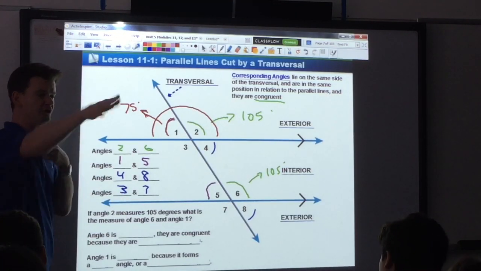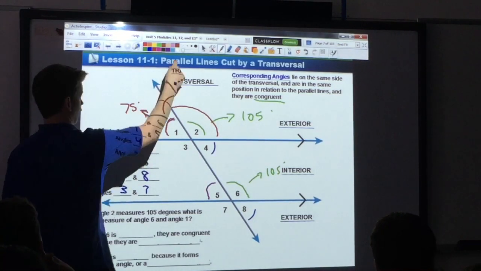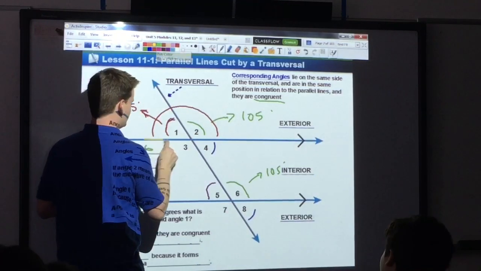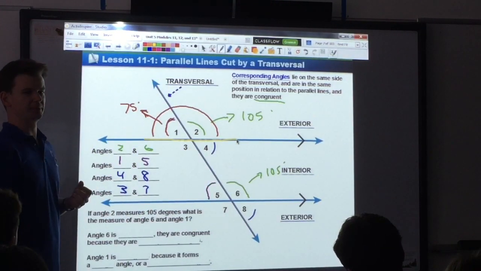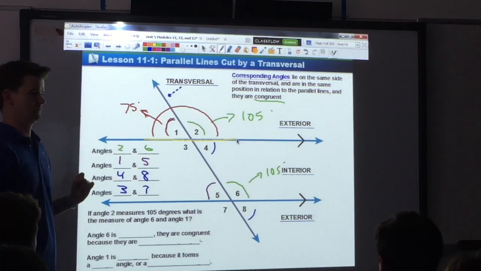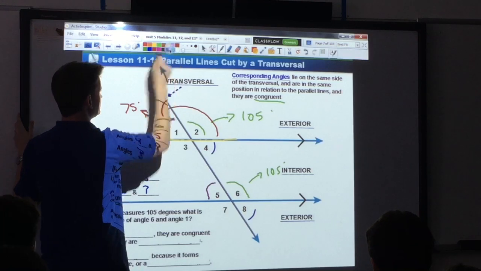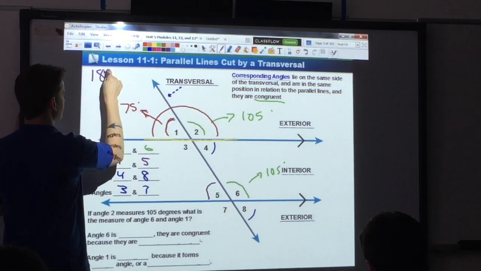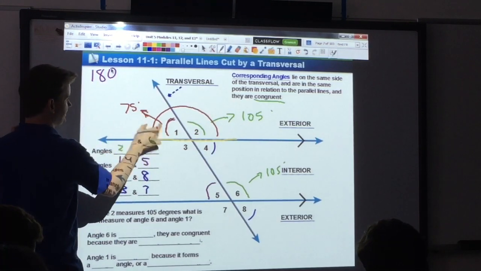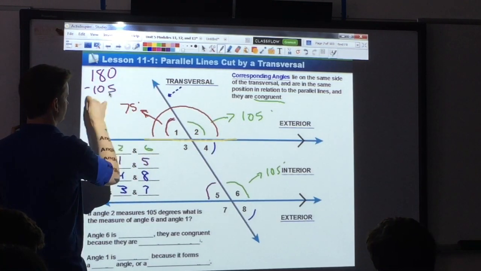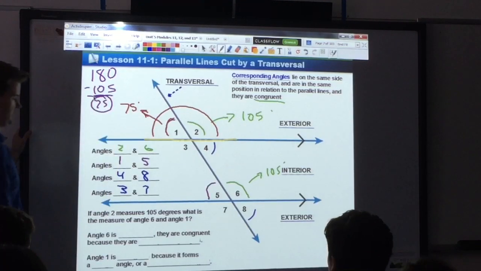Perfect. But how do you know that they're 180? Because it's a straight angle. Okay, that's one way to identify. Together they form a straight angle. That's 180 degrees. There's something else here as well. It's half a circle. It's also half a circle. Both of those things equal 180 degrees. So together they're 180, and I know that this is 105. In order to find out what this is, I simply subtract 105, and I get 75 degrees.